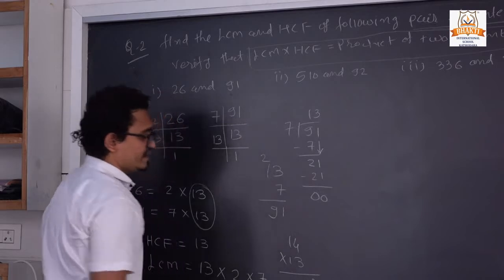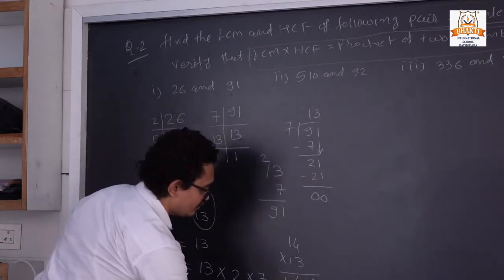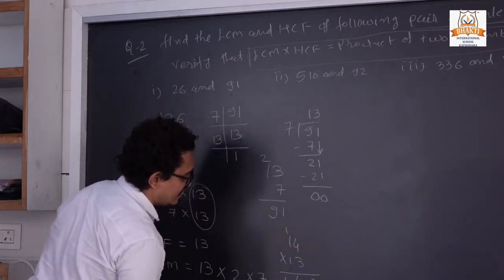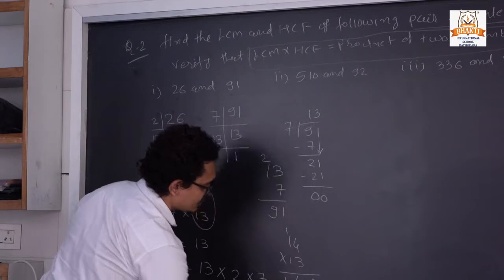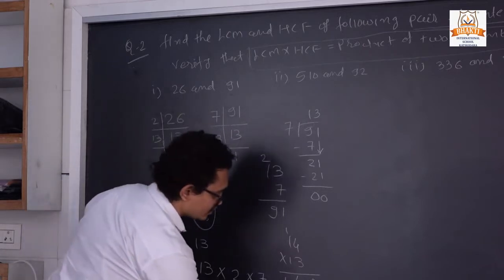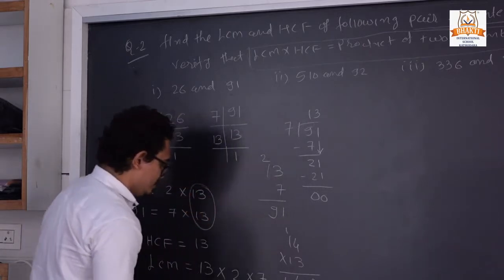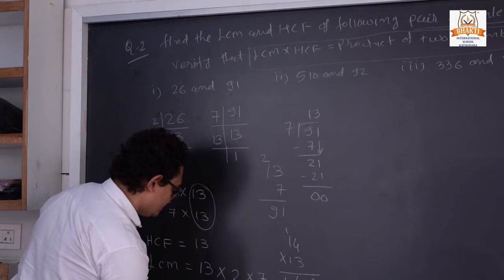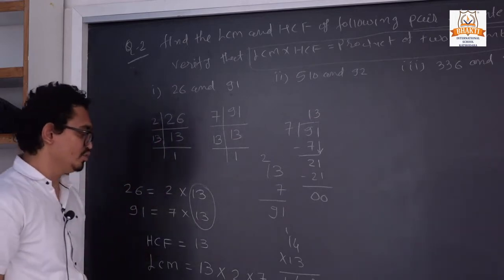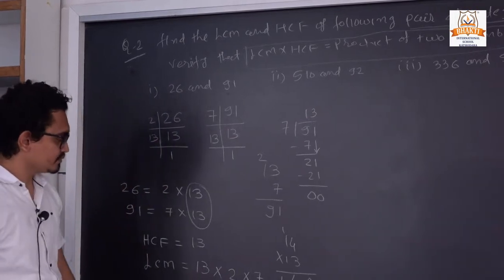So first of all, we can put 0, then 4 1s, 4 3s are 12, and 3 1s are 3 plus 1, so it will be 4. So 2 8 1. So what is its answer? 182.